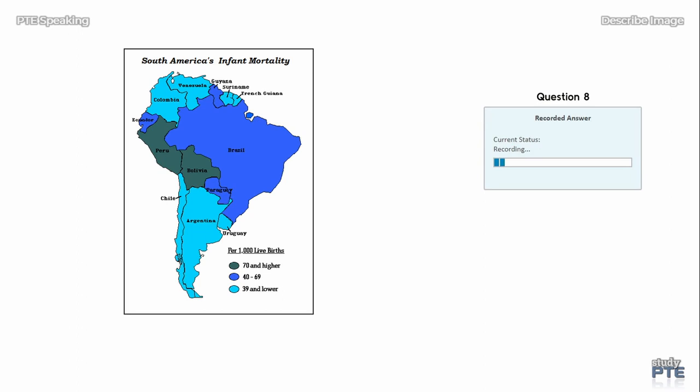The given image shows information about South America's infant mortality. It also provides information in various categories such as Venezuela, Colombia, Bolivia, Chile, Argentina, Paraguay, and Uruguay. It is clearly visible from this image that the highest was recorded for Peru, which is shown by the green color. On the other hand, the lowest was recorded for Brazil, which is shown by the blue color. In conclusion, it can be stated that this image shows very crucial and interesting information about infant mortality rate in South America.